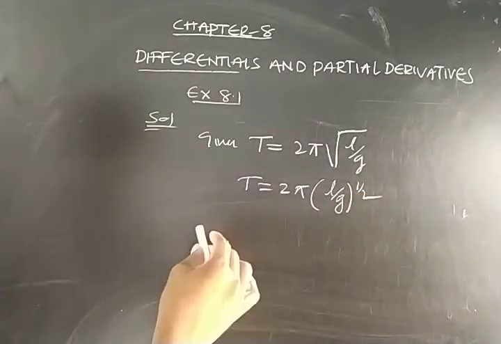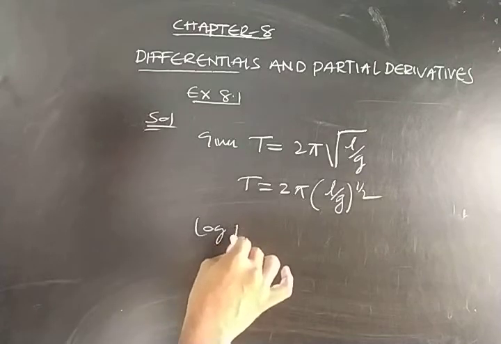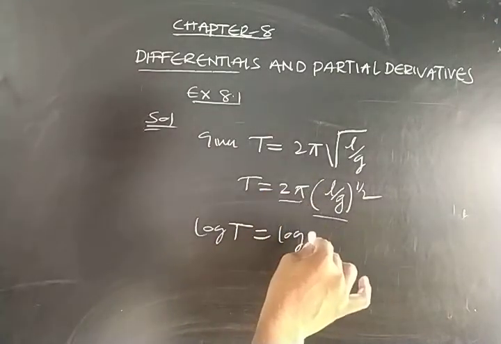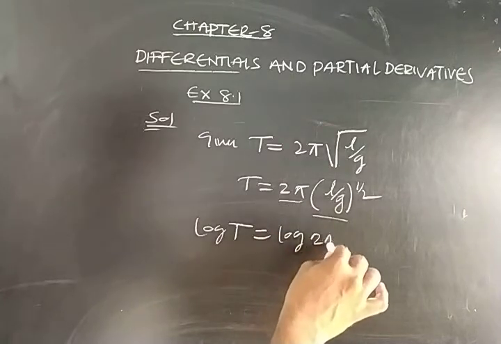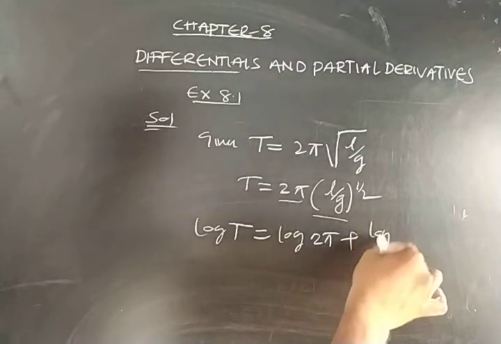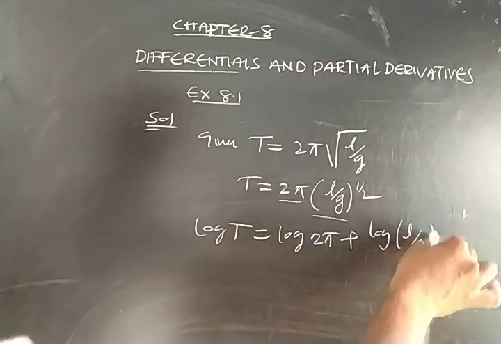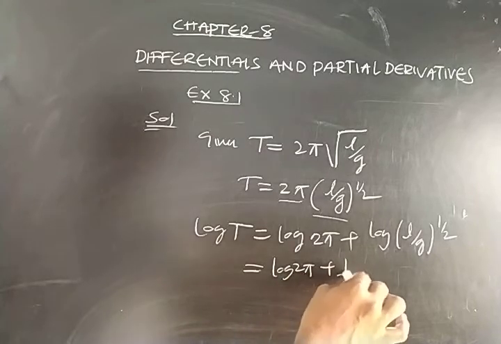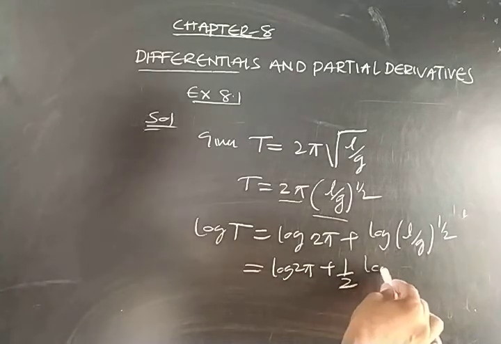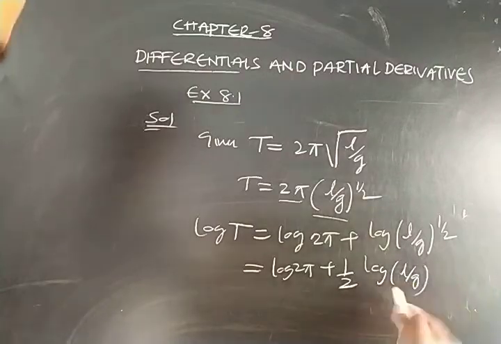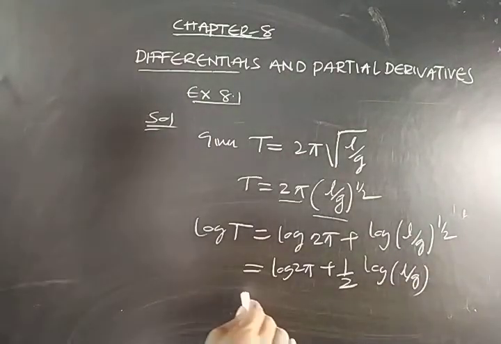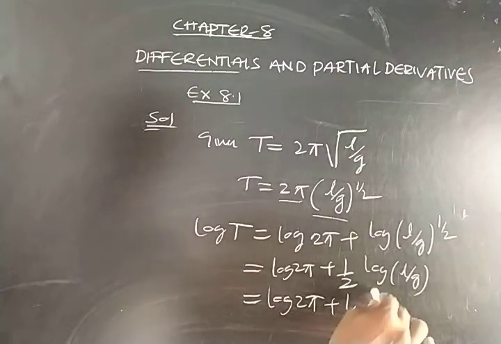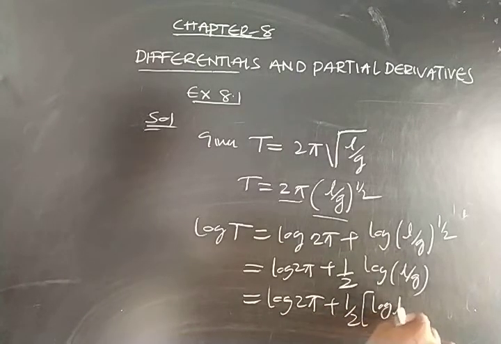To separate that, I am applying log on both sides. Log t equal to log of 2 pi times (L by g) to the power of 1 by 2. Log AB becomes log A plus log B. So the power you can write in front of log L by g. Log t equals log 2 pi plus 1 by 2 of log L by g, which we can write as log L minus log g.